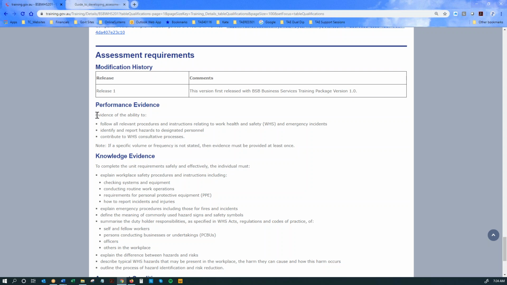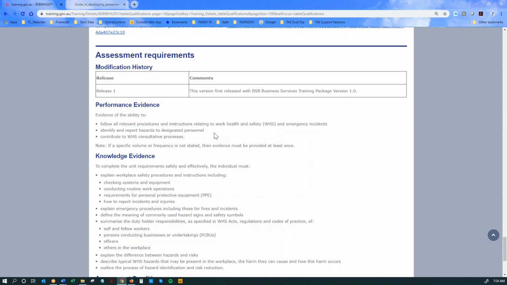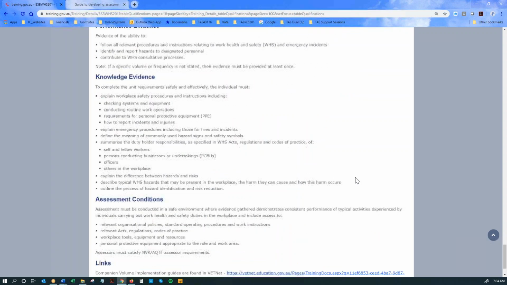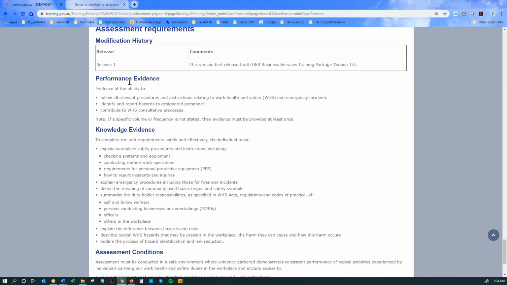So you must have evidence of the ability to, and then it will give you these descriptors. So you must have evidence that someone can follow procedures and instructions related to WHS and emergency incidents. You must have evidence that they can identify and report hazards to designated personnel and that they can contribute to WHS consultative processes.